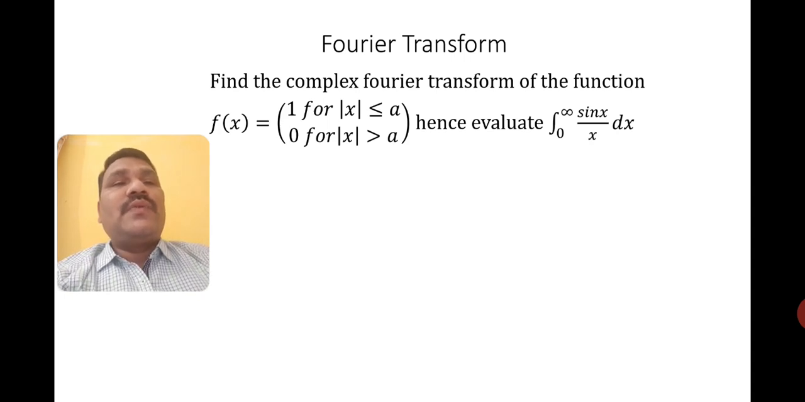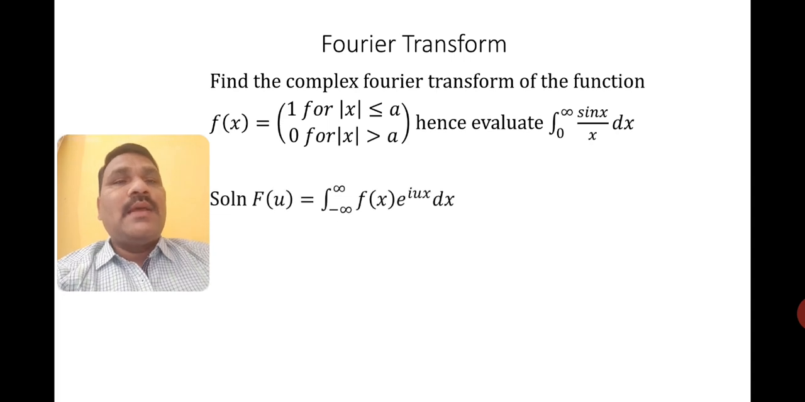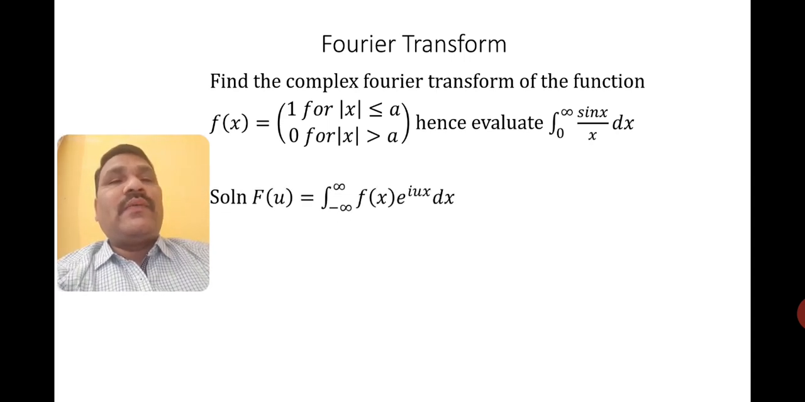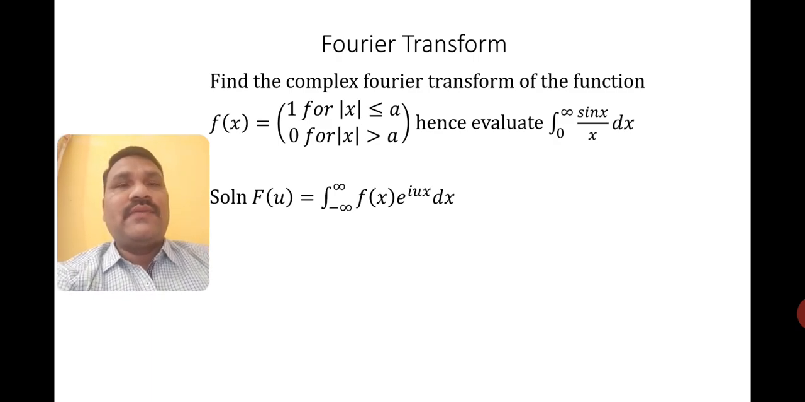Find the complex Fourier transform of the function f of x is equal to 1 for mod x less than or equal to a, 0 for mod x greater than a. Hence, evaluate integral 0 to infinity sin x divided by x dx. Right. The solution here: we are going to apply the infinite Fourier transform. So what is the formula?